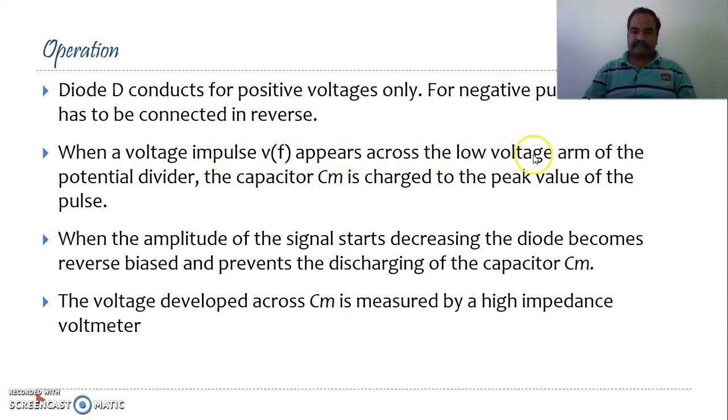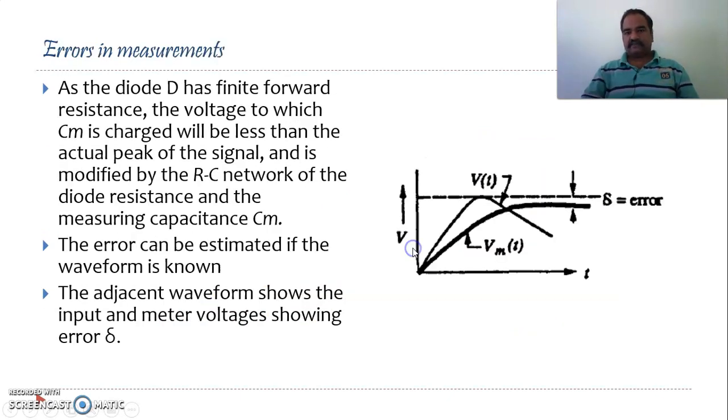When the voltage impulse appears across the low voltage arm of the voltage divider, the capacitor Cm is charged to the peak value. If the impulse signal is increasing, then the capacitor will be charging. The moment the impulse voltage drops its magnitude, the capacitor will stop charging and thereby maintain its potential because it is not having any discharging path. The charge stored in the capacitor will develop a voltage equal to the maximum value of your input voltage. The same is being measured with the help of your high impedance voltmeter. So, very simple logic, very simple circuit.